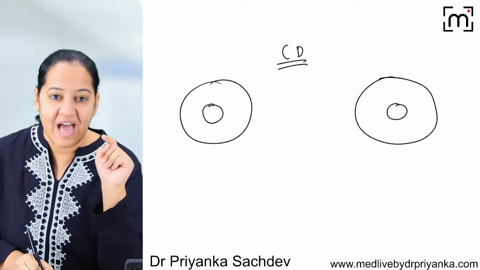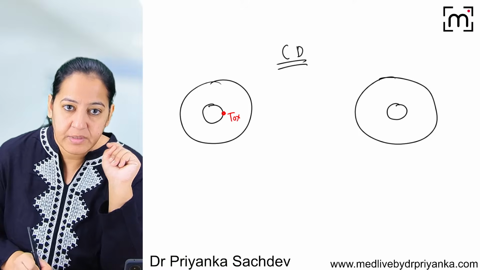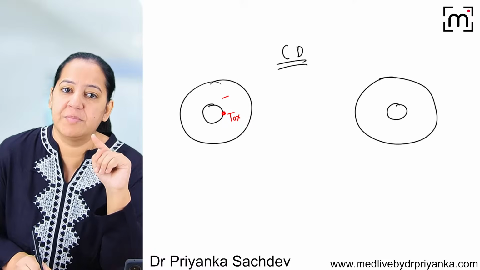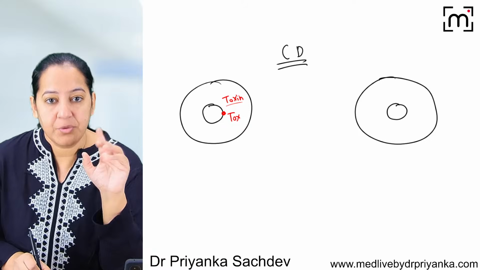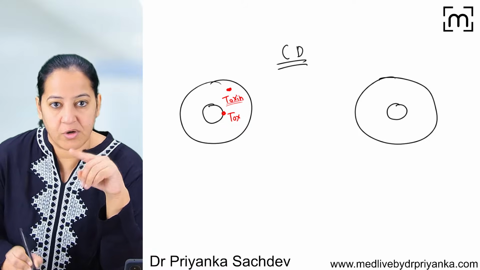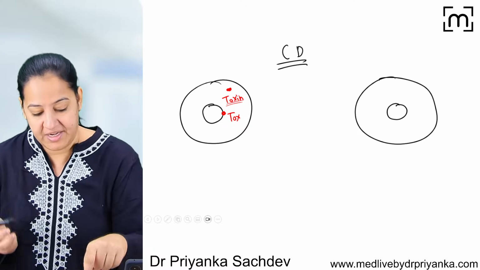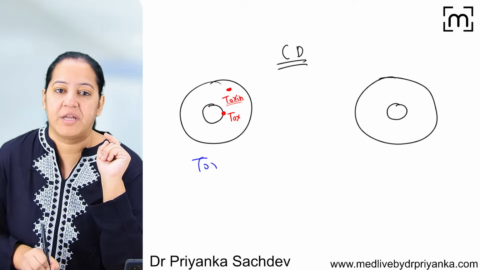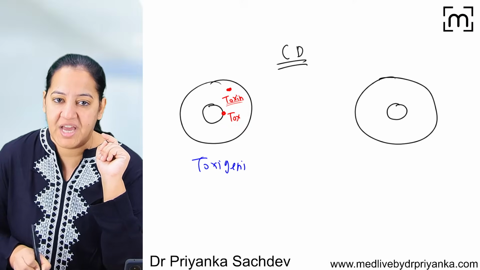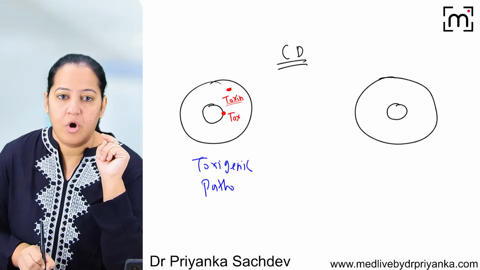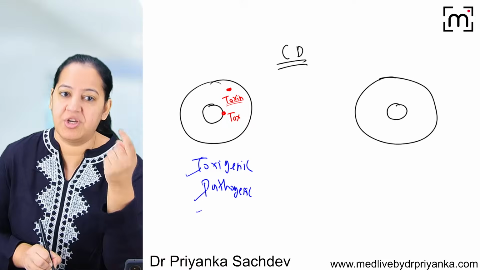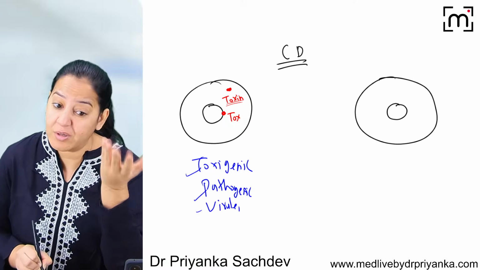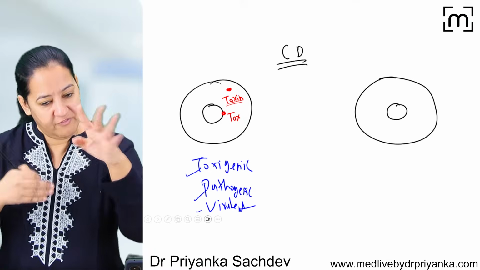Now the bacteria which is having tox gene can produce toxin. Tox gene is responsible for production of toxin, and toxin is responsible for causing diphtheria. So this one is pathogenic or toxigenic. Either call this toxigenic, pathogenic, or virulent, one and the same thing. Because it is producing toxin, it is virulent. If it enters a human, it will cause diphtheria.